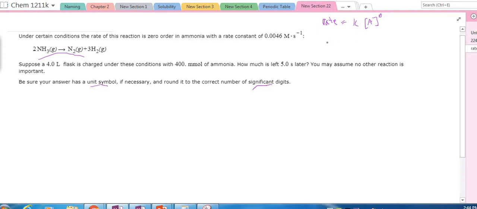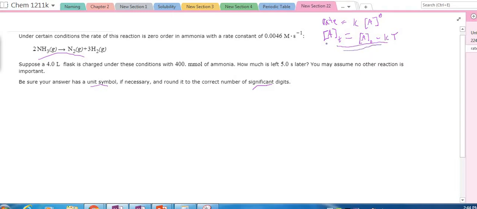What's going to help us here is our integrated rate laws. Since this is zero order, our integrated rate law is going to look like this: the concentration of A at time t is going to equal the initial concentration minus the rate constant times the time. This is for zero order. We can only use this if we know that it is zero order.